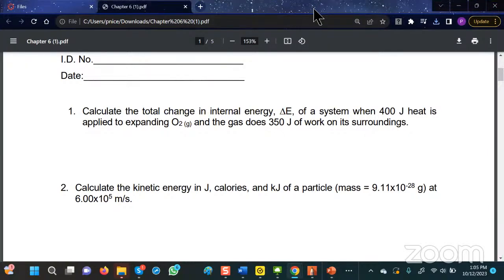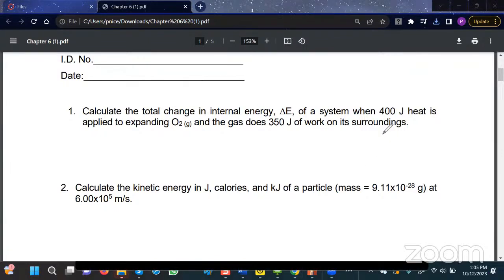Let me just highlight the important terms. Here it says when 400 joules of heat is applied. So what does that tell you about heat in this case? Q is equal to what? Now think about it. It's applied to the system. 400 joules of heat is applied, so that means the system is absorbing the heat. Therefore, Q is positive 400 joules, right?